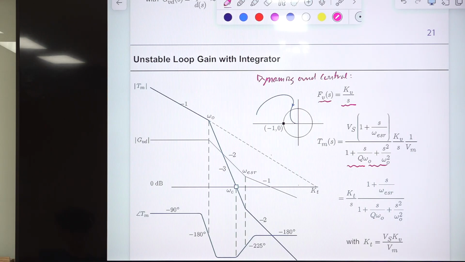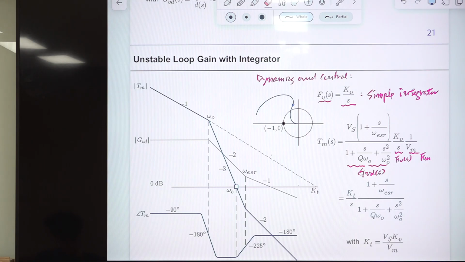GVDS, the duty ratio to output transfer function. This is your desired structure of voltage feedback compensation, which is a simple integrator. This is the modulator gain. So this is called a simple integrator. There are many integrators. If you have a square term here, there is a double integration. You have 3 as a cubic integrator, but we are talking about this simple integrator.